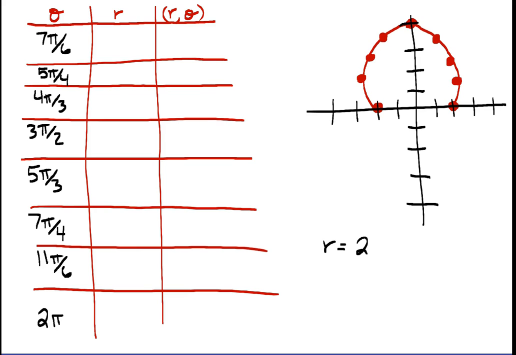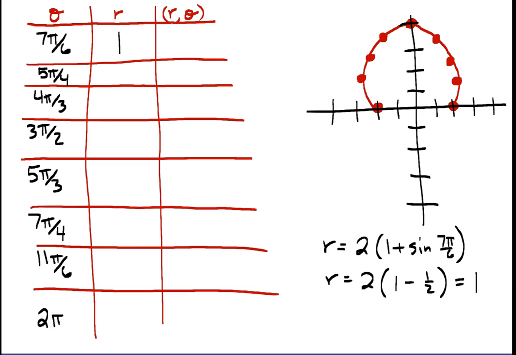So 2 times 1 plus sine of 7 pi over 6. And then again, using your unit circle, the sine of 7 pi over 6, the y value or the y coordinate, looks like it's going to be a negative 1/2 this time. Okay, so 1 subtract a half is a half, and a half times 2 is a 1. So this time, instead of adding, we're subtracting from the 2. Okay. Let's keep on going with the rest of them here.